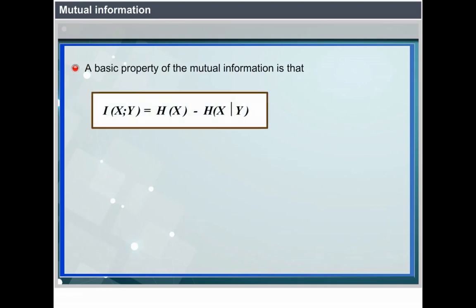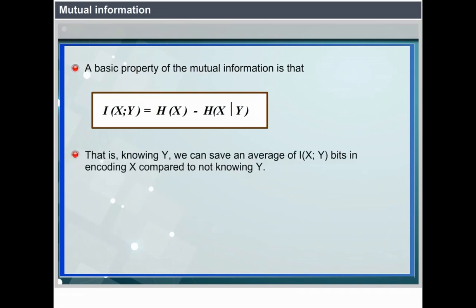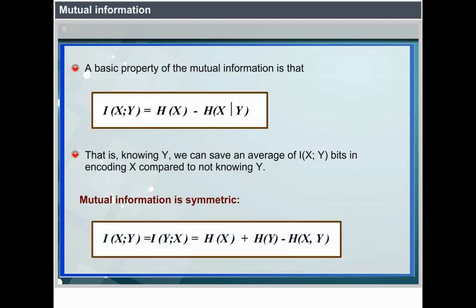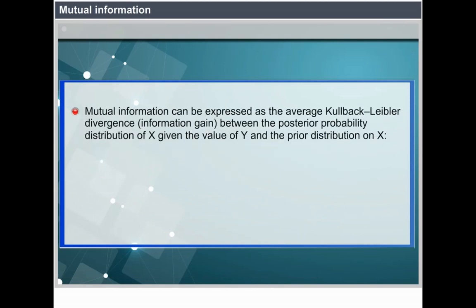A basic property of the mutual information is that I of capital X, capital Y equal to h of capital X minus h of capital X given capital Y. That is, knowing Y, we can save an average of I of X, Y bits in encoding capital X compared to not knowing capital Y. Mutual information is symmetric. I of capital X, capital Y equal to I of capital Y, capital X equal to h of capital X plus h of capital Y minus h of capital X, Y.